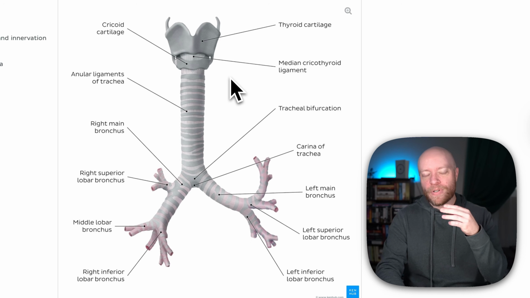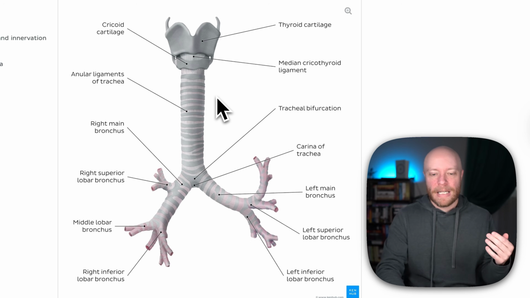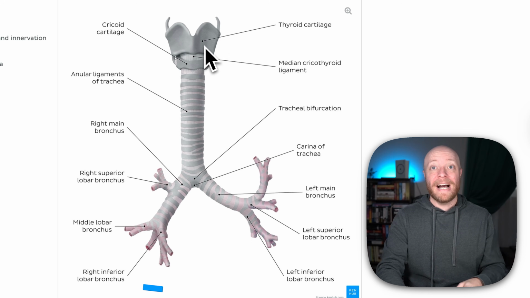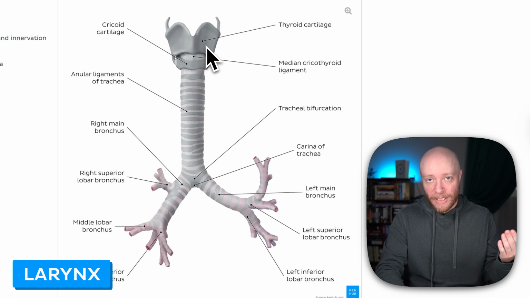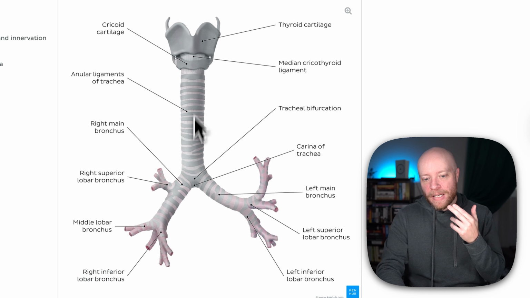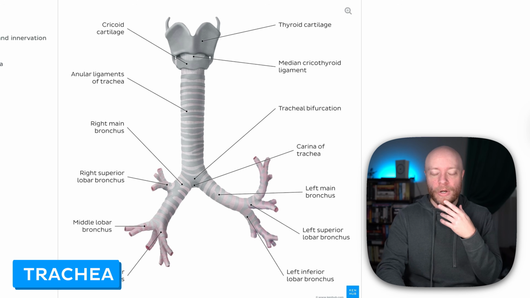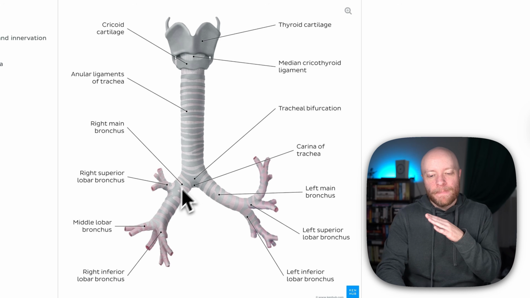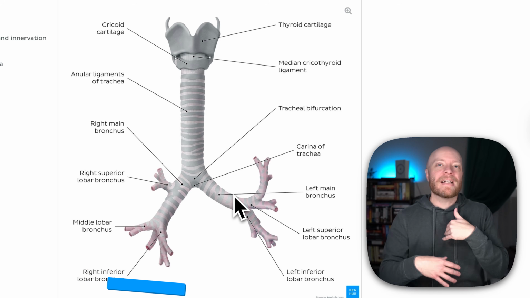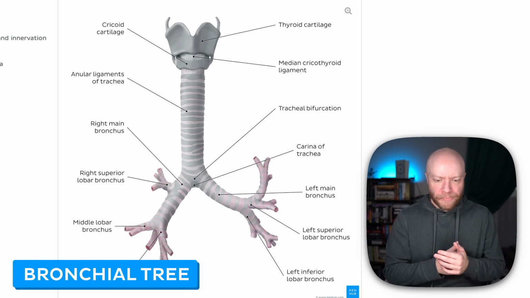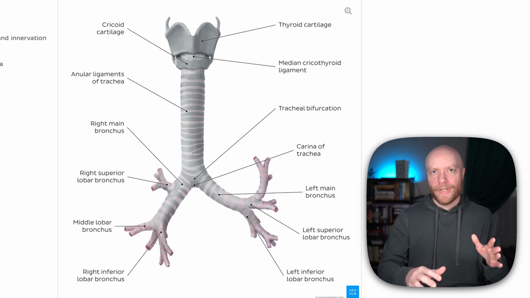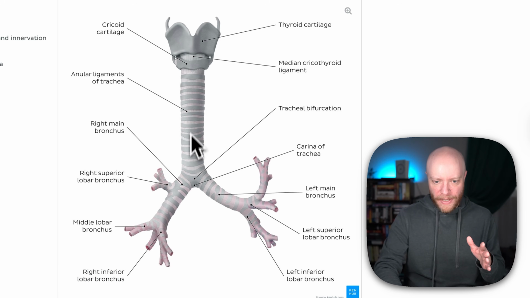There are actually 3 different structures that we can see in this image. Up here, we have the larynx, or commonly called the voice box. Then this long, narrow tube right here is the trachea, or commonly called the windpipe. And then it's going to split and become what's known as the bronchial tree. And our goal today is to focus on this center one.